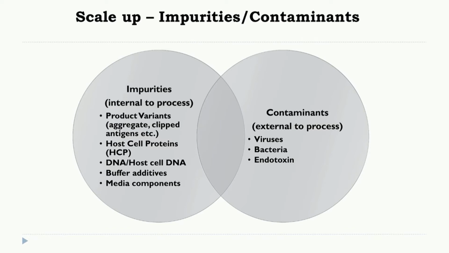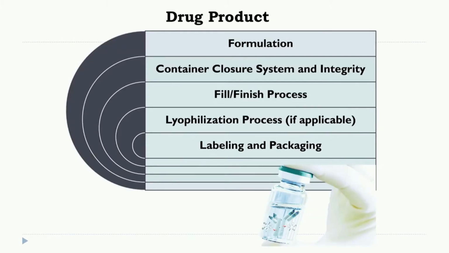In scale-up, we encounter impurities and contaminants. Impurities are internal to the processes. It can be product variants, aggregates, host cell proteins, host cell DNA, buffer additives, media additives, which we have added during the process. Contaminants are basically external to the process. These are viruses, bacteria, endotoxin. These are just some examples.